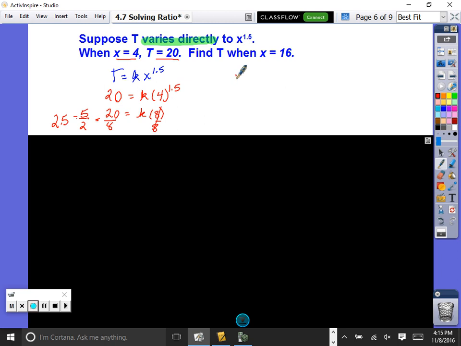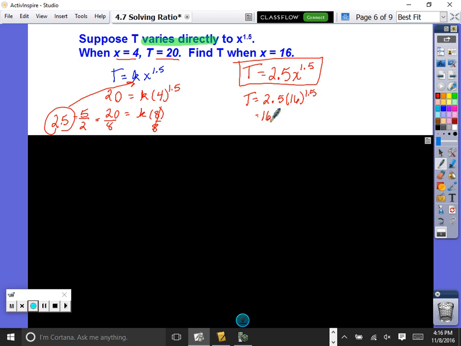So our equation of variation, we then take that k value and plug it in. So we would get t equals 2.5 times x to the 1.5. Once you write your equation of variation, you can then continue to substitute. T would equal 2.5 times 16 to the 1.5. So if you would punch that in your calculators, you should get 160.